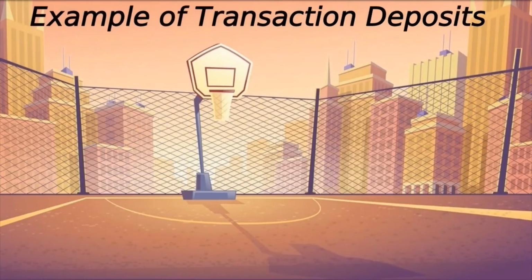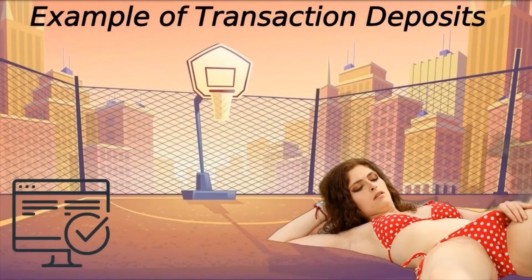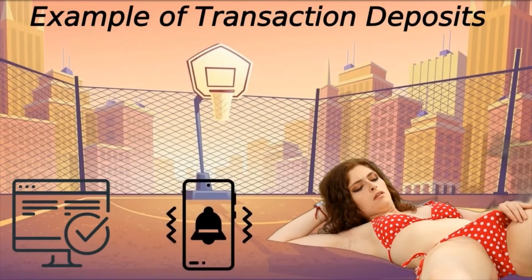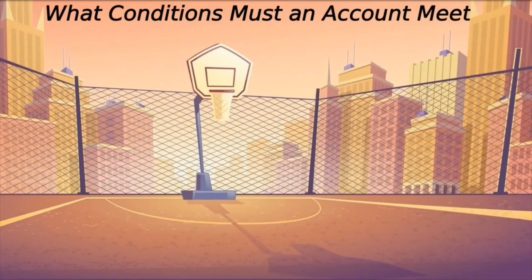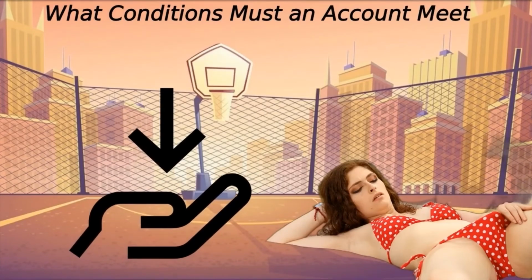Example of transaction deposits. Funds in a checking account are examples of transaction deposits because they can be used for daily expenses or may be withdrawn from an account by the holder of the account. In contrast, time-based deposits, such as a CD, are examples of non-transaction deposits because they cannot be transferred or withdrawn at a moment's notice. What conditions must an account meet to be considered a transaction account? According to the Federal Reserve, transaction or demand deposit accounts must allow for unrestricted withdrawals and transfers on demand within a 7-day period, they must not have a maturity period, and there must be no eligibility requirements.